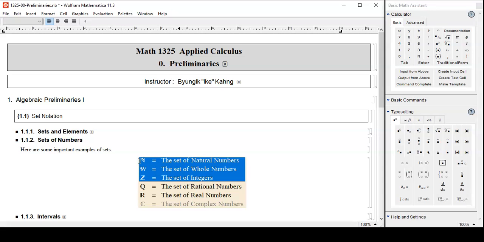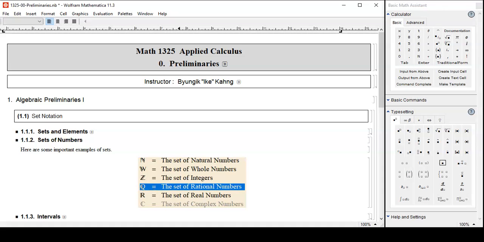Now, all these are discrete. One, and then the next, and then the next, like that, either to the left or to the right. Now, this one is very different. The set of all rational numbers. What is a rational number? It's an integer over an integer.